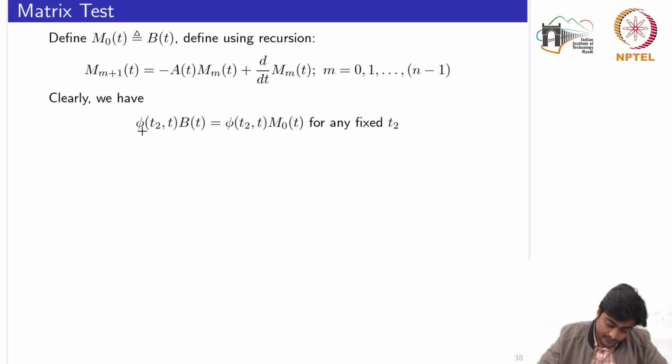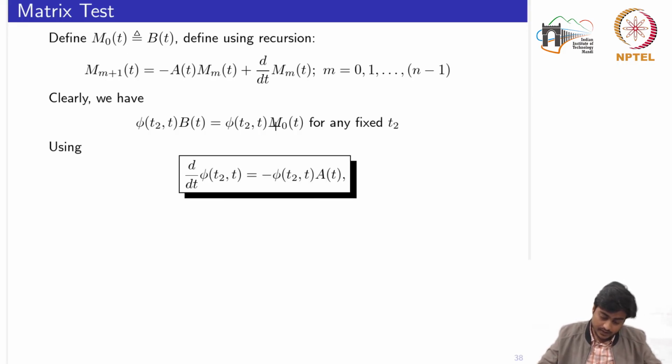So if I write phi of t2 comma t, for any fixed t2, and multiply it with the B matrix, it is nothing but equivalent to this. Here I just replace B of t by M naught, which was in the definition initially. Now I use the result that the derivative of the state transition matrix with respect to t is equal to the negative of the state transition matrix into A of t.